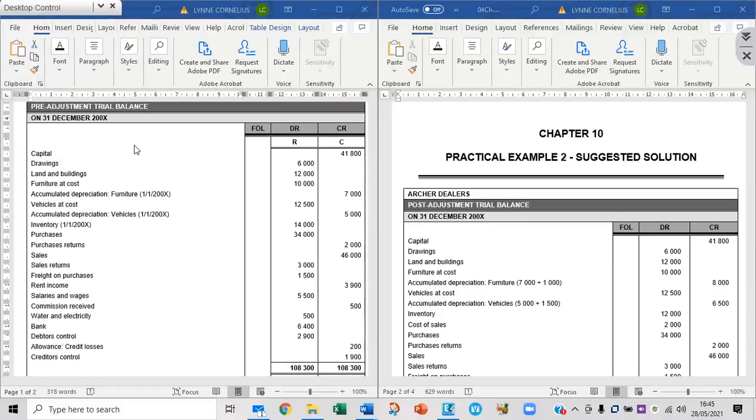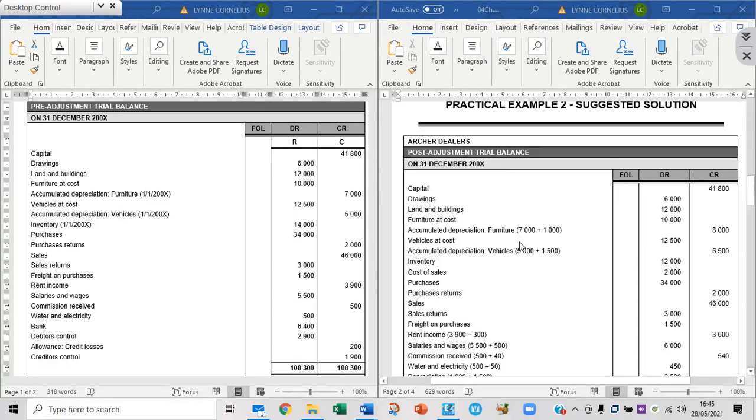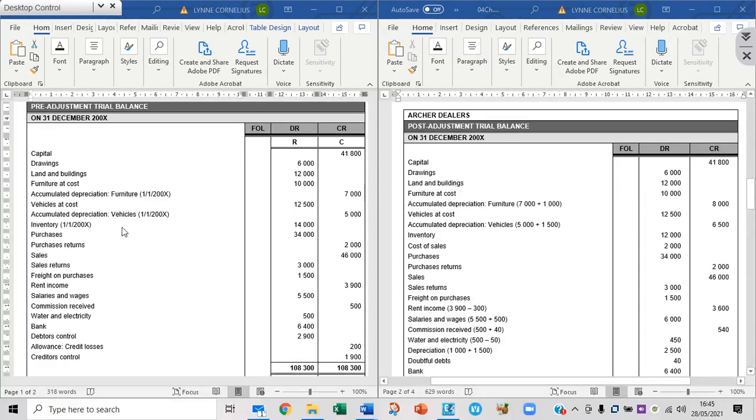This is the video for practical example 2 of chapter 10, where we have to prepare the post-adjustment trial balance after doing the adjusting journal entries in practical example 1. In order to prepare the post-adjustment trial balance, you need to go and have a look at your pre-adjustment trial balance here on the left-hand side.